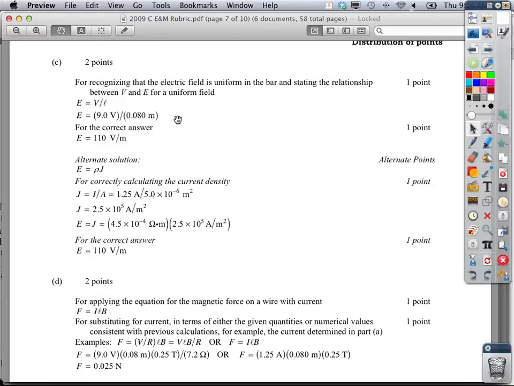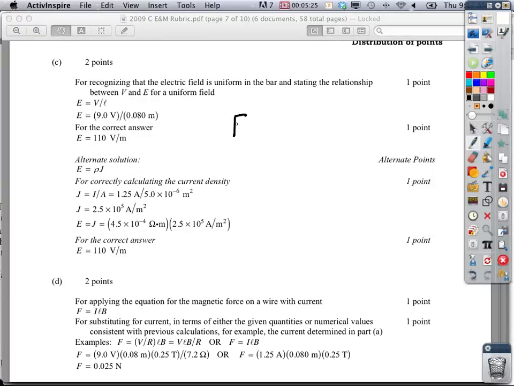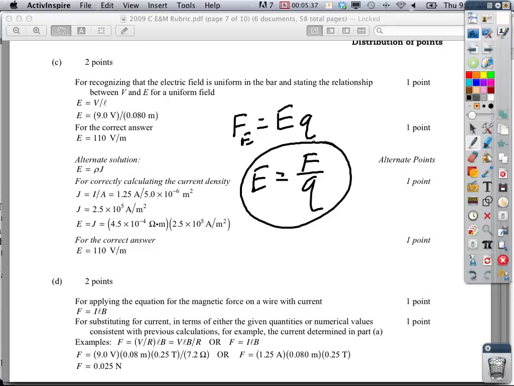Because there are two sets of units that give us the strength of the electric field, volts per meter and newtons per coulomb. Remember this? The force of an electric field is EQ. So E is F over Q. Or you can just say the strength of an electric field is defined by this. Is that simple? Yep. So that's newtons per coulomb.